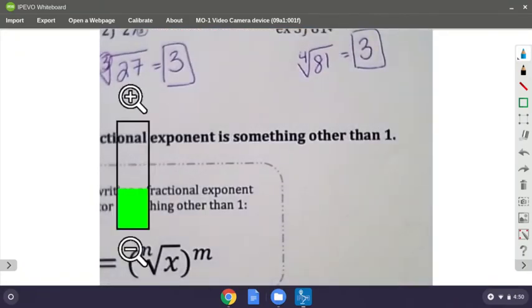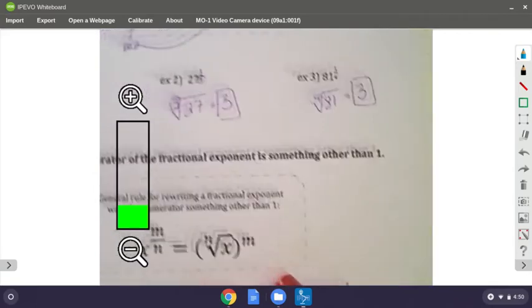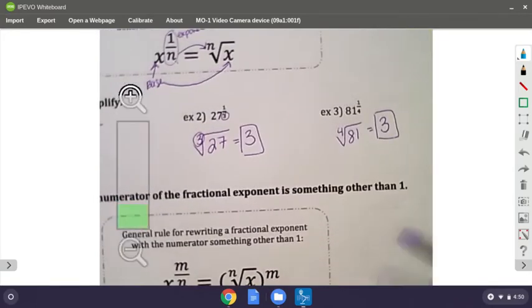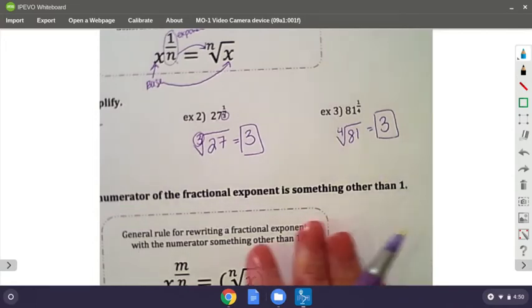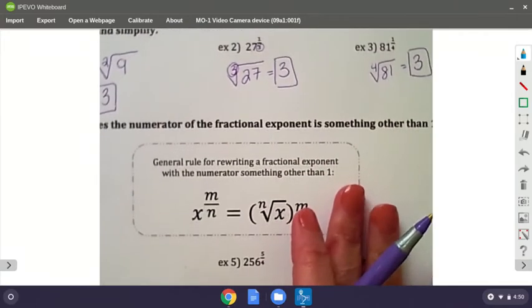Okay, so sometimes that's what happens when you have, let me just go back for a second, a fractional exponent where the numerator is 1. You just simply write it like this, figure out what it is, simplify.